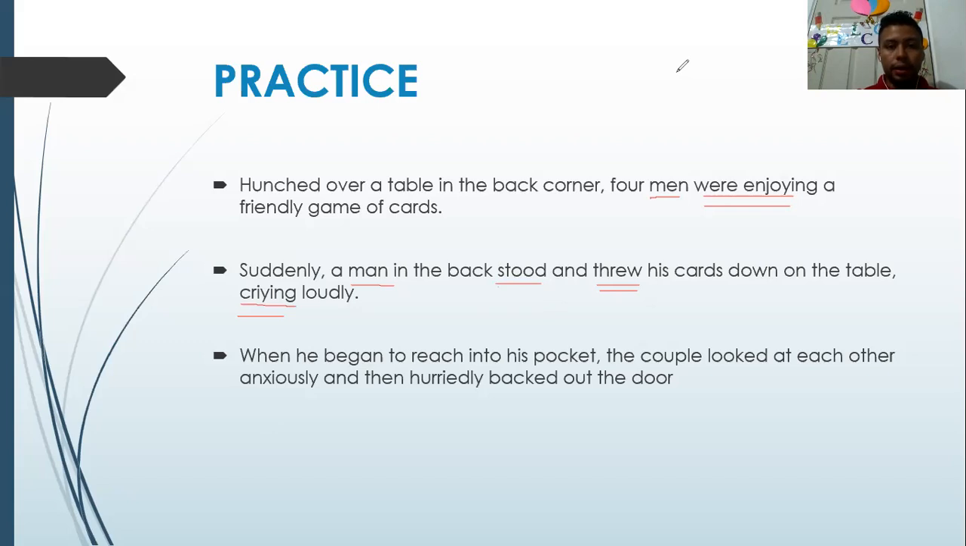Okay, go ahead. Michelle, okay, go ahead. Thank you. When he began to reach in his pocket, the couple looked at each other anxiously and then hurriedly backed out the door. Exactly, back out the door.